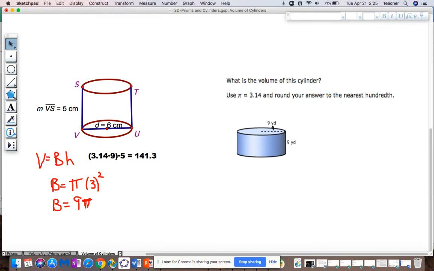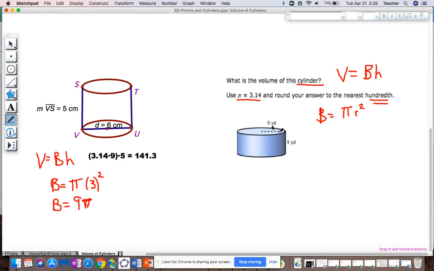So as soon as I see that, I'm thinking this. And I'm also thinking, all right, my base in a cylinder is going to be a circle. So you're also thinking this. All right, so this direction says use pi approximately 3.14, round your answer to the nearest hundredth. And that's probably going to be your directions consistently. So let's do that on this one.